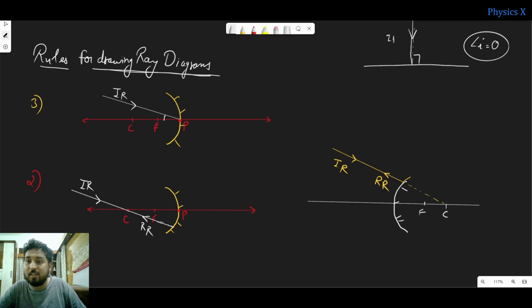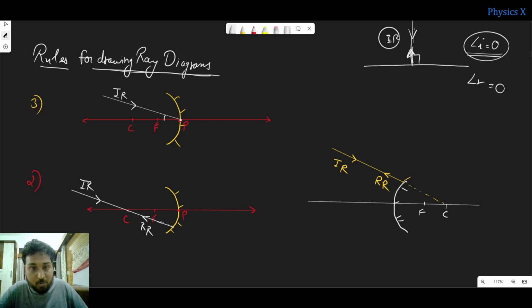If this is the incident ray which is overlapping with the normal, then the angle of incidence is 0, because the angle of incidence is the angle between the incident ray and the normal, but the incident ray and normal are overlapping each other, so the angle of incidence is 0. So what will the angle of reflection be also? It will also be 0. That is why the reflected ray is returning along the same path, because this is the normal itself.